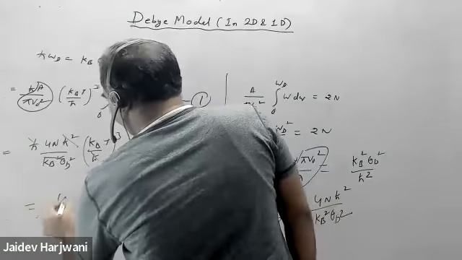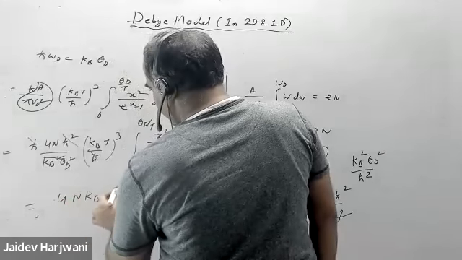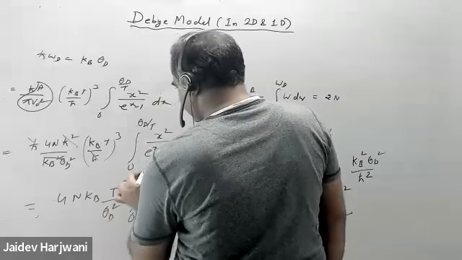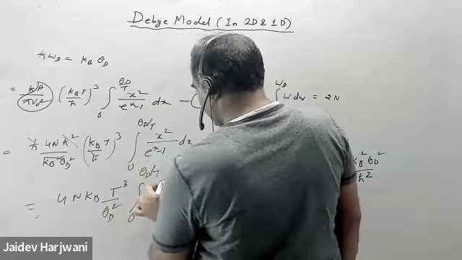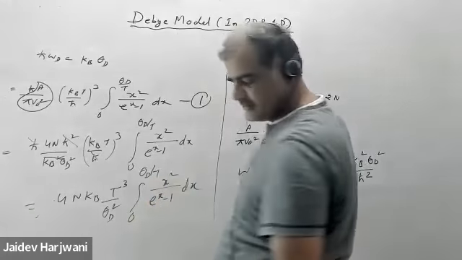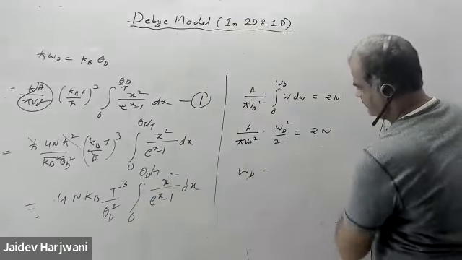So this will give you 4n kB, T cube upon theta D square, integral from 0 to theta D upon T of x square over e^x minus 1 dx. Is everyone getting this? Yes sir.